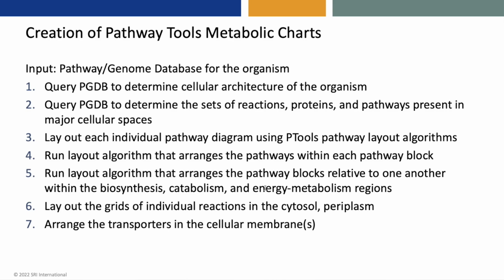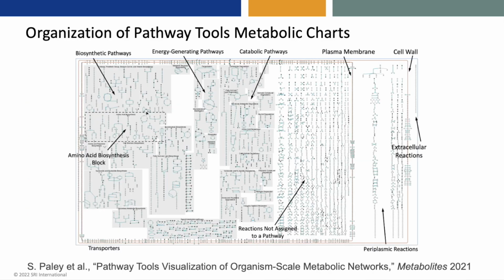The next thing the software does is determine the set of reactions, proteins, and pathways present in these major cellular spaces. It then lays out each individual pathway diagram using the Pathway Tools layout algorithms. It then runs a layout algorithm that arranges the pathways into what we call pathway blocks. And in this example diagram, here's an example pathway block, namely all the pathways in E. coli involved in amino acid biosynthesis. Another pathway block would be all the pathways in E. coli involved in carbohydrate degradation.